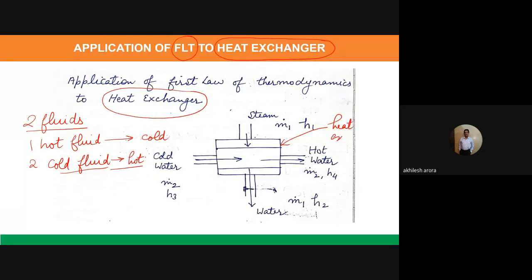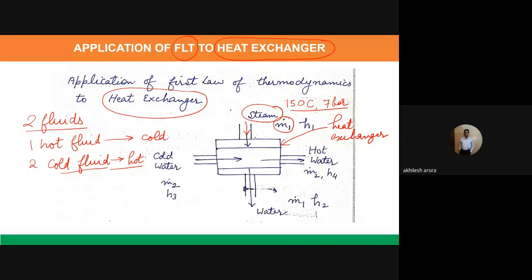Now in this case, what is happening? There is steam here. The temperature of the steam could be say 150 degrees Celsius, and its pressure could be say 7 bar, or it could be low also, not necessarily 150 degrees or 7 bar. It is entering this heat exchanger here, and its mass flow rate is m1 dot. Its enthalpy here is h1.